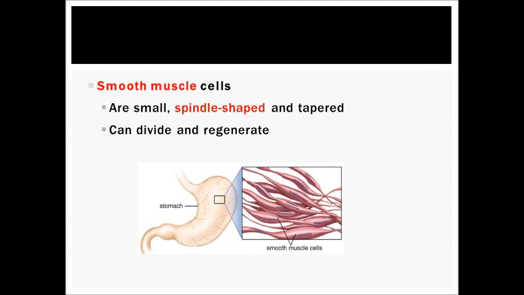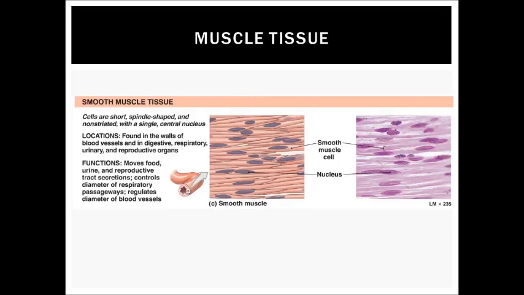Next is smooth muscle. The smooth muscle is spindle-shaped and tapered. Also, the smooth muscle is short, has a single central nucleus, and no striation. Usually, smooth muscle is located in digestive, respiratory, and reproductive organs. For further details on muscle, you will learn it in the musculoskeletal lecture.